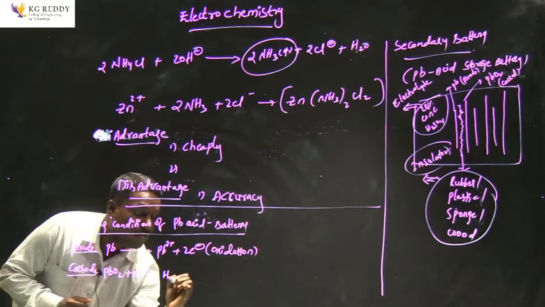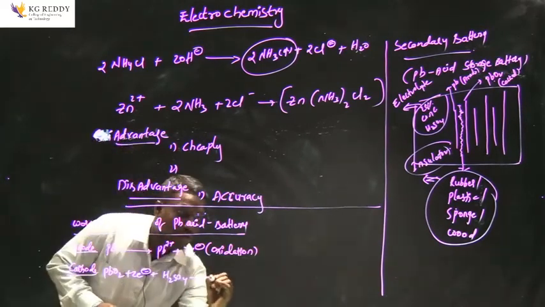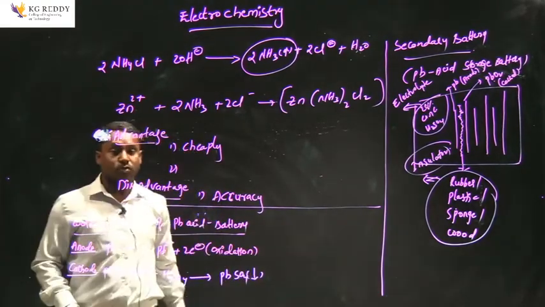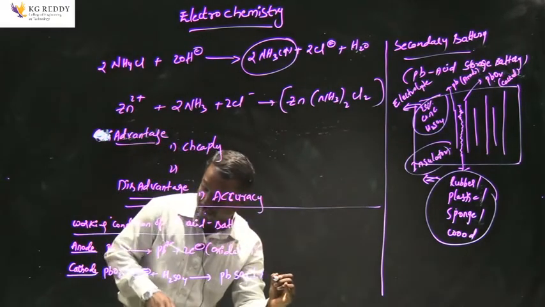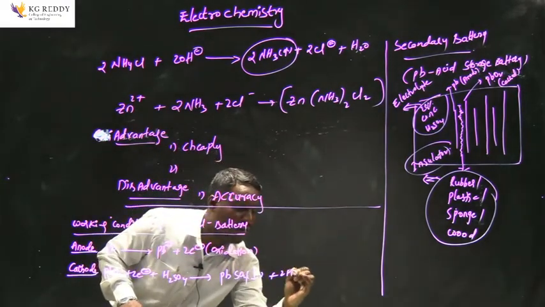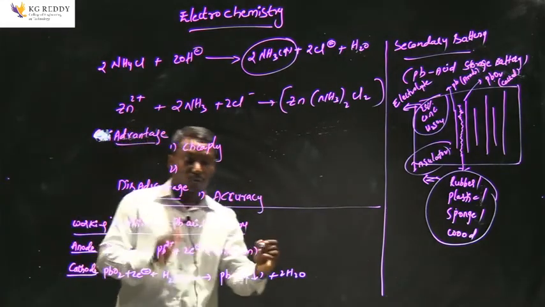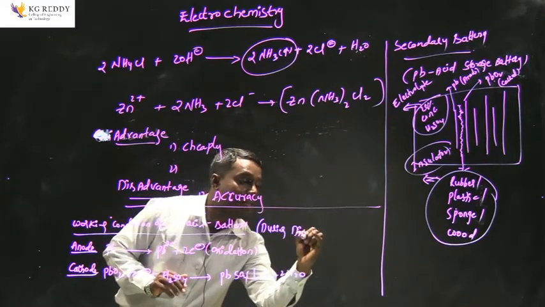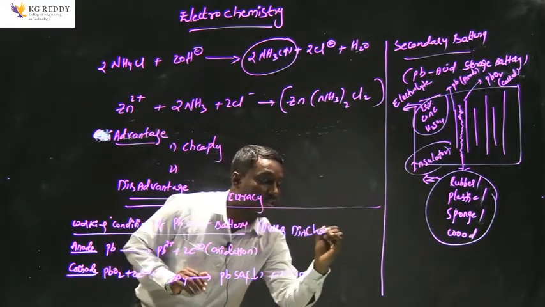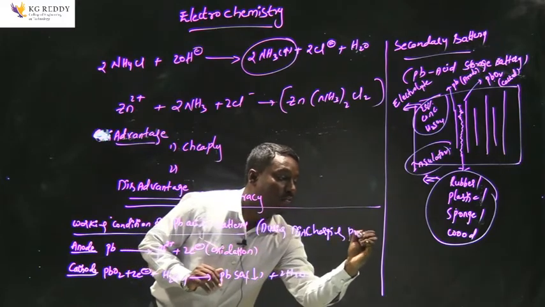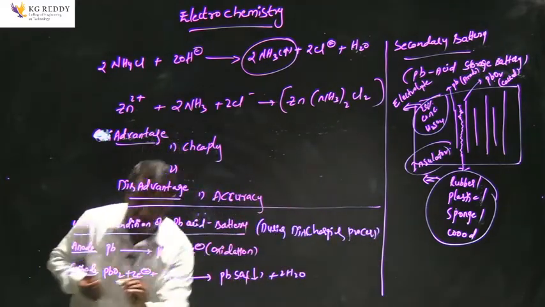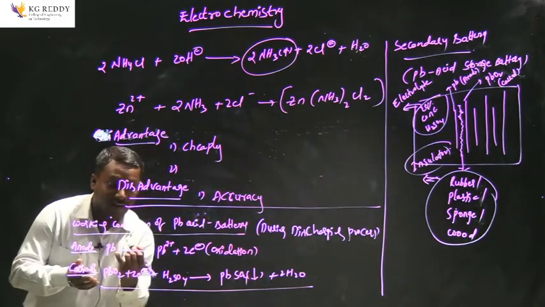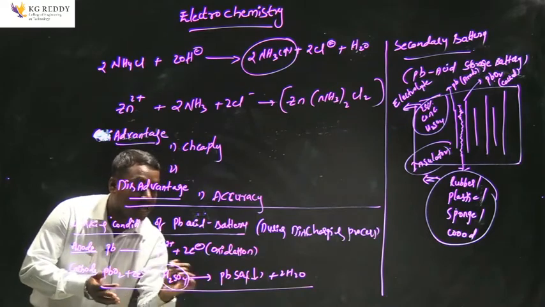What is the electrolyte here? H2SO4. Therefore, it forms PbSO4, which is a precipitate, along with 2 moles of water. This process is known as the discharging process. During discharging, the density of the sulfuric acid decreases, as the lead utilizes the sulfuric acid.